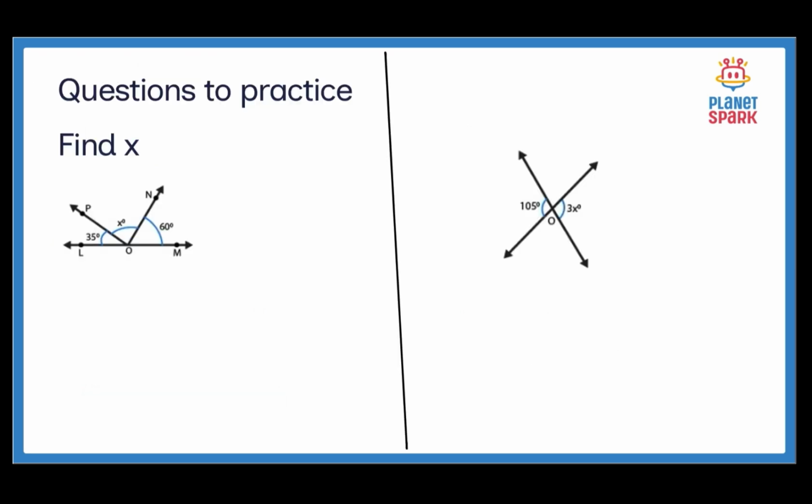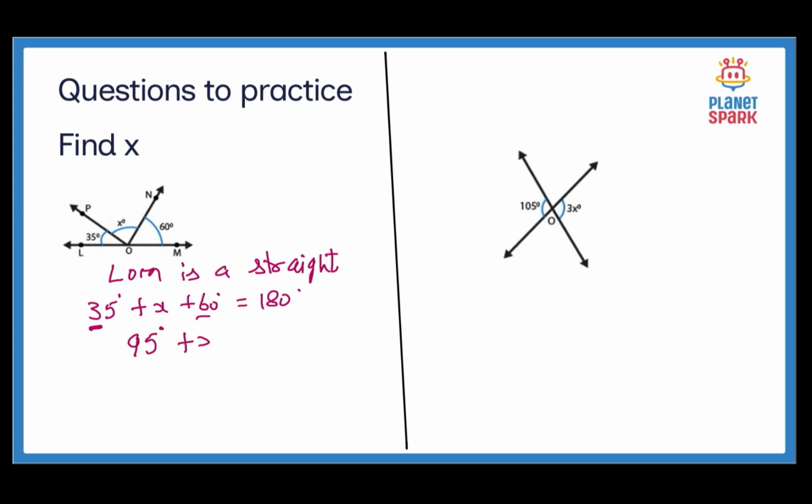Quick questions to practice. First question, you can see over here that LOM is a straight line. Now if LOM is a straight line, that means the angle formed on LOM is 180 degrees. This will further mean that 30 degrees, 35 degrees plus x plus 60 degrees will give me 180 degrees because angle on a straight line is 180 degrees. 35 plus 60 is 95. 95 plus x is 180 degrees. x will become 180 minus 95. That means x is equal to 85 degrees, which is my answer.